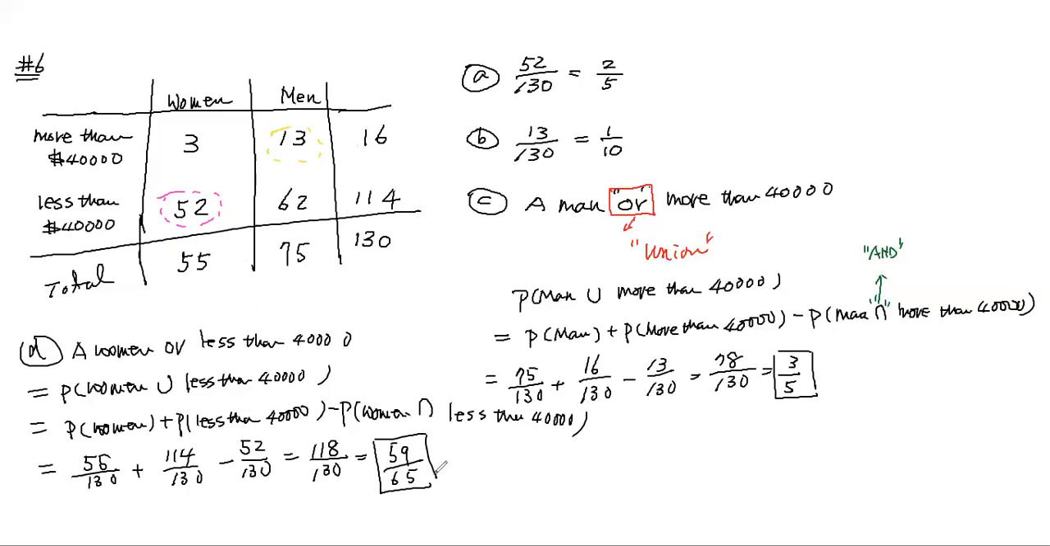So the thing here is to catch those keywords, right? Because these ones say "or", that means you need to use unions, and then you use the addition formula, right? So from here to here, that's what we call the addition formula, to find the unions here. Get it? So it's pretty cool, right?